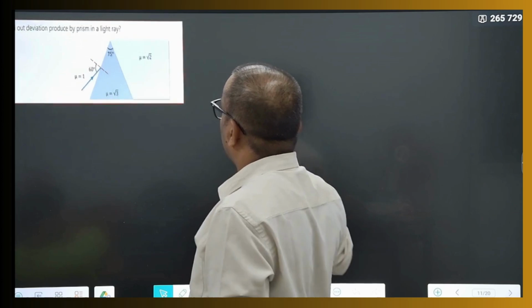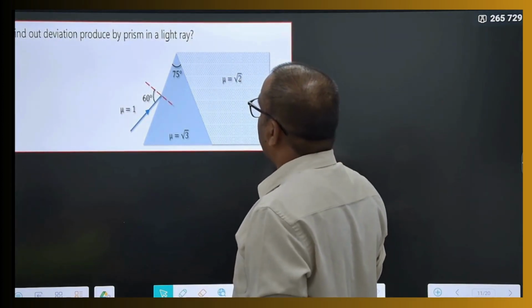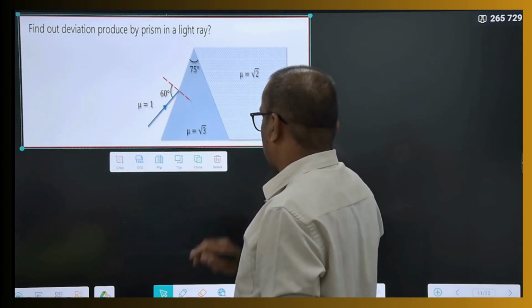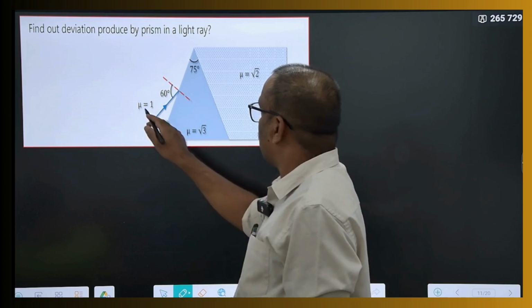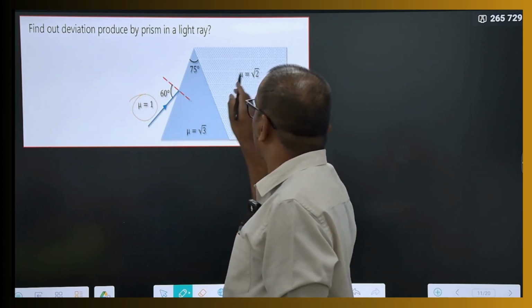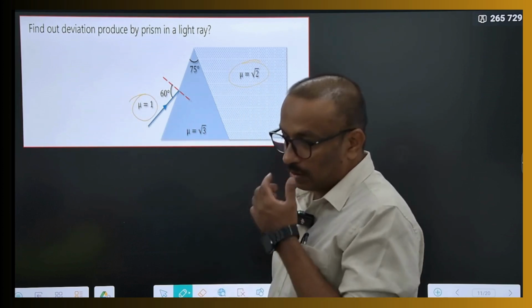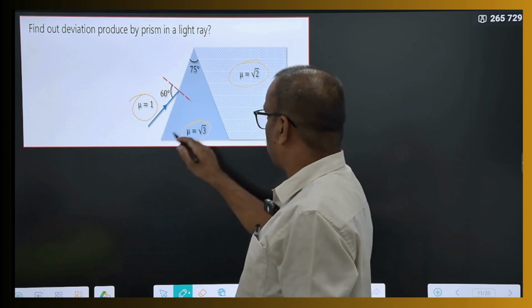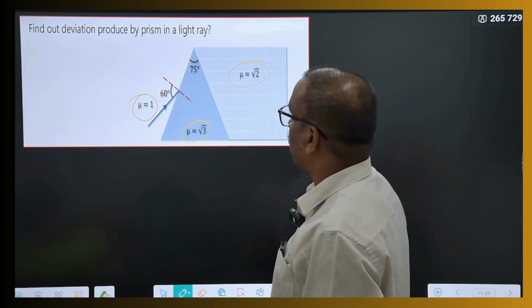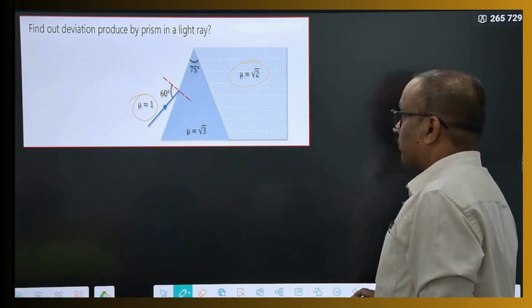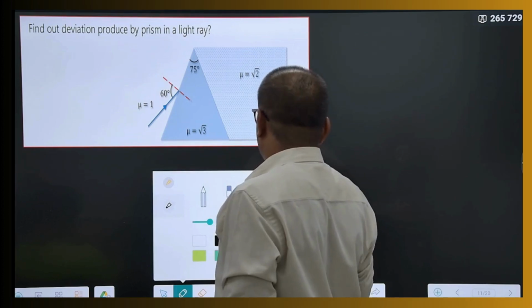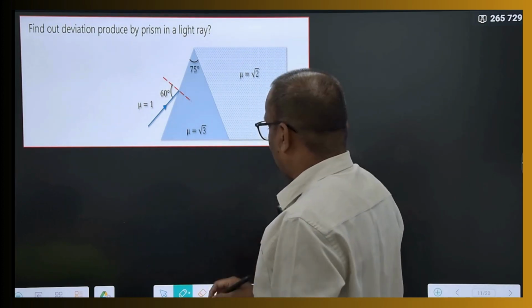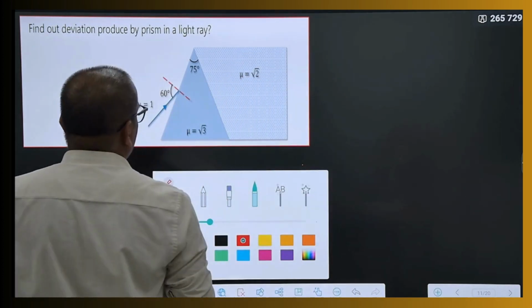One side is placed in a different medium, and the other side is placed in vacuum, because the refractive index is 1 there. The refractive index is root 2 here and root 3 on the other side. He is asking again to find the deviation. So again the same story. Draw the ray diagram so that you can understand still more clearly.